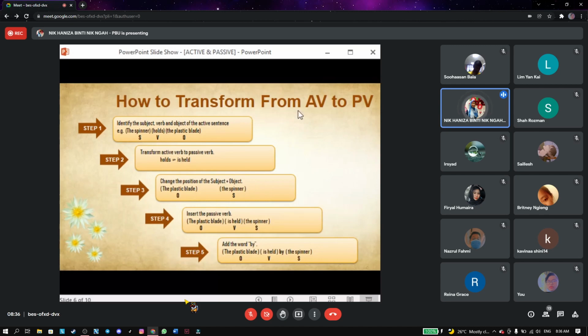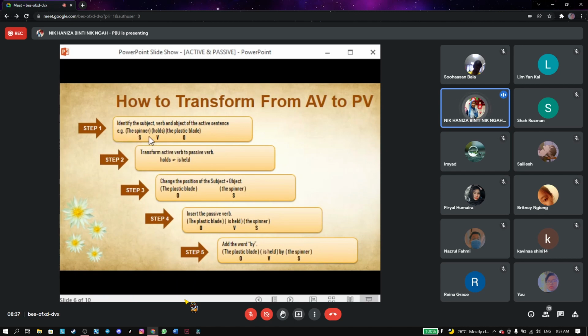All right. So how to transform from active sentence to passive sentence, from active voice to passive voice? For example, step number one, identify the subject, verb, and object. Yes. Okay. Whenever you want to change the active to passive sentence, the first thing you must know is you have to identify which one is the subject, where is the verb, and where is the object. Okay, you have to identify first.